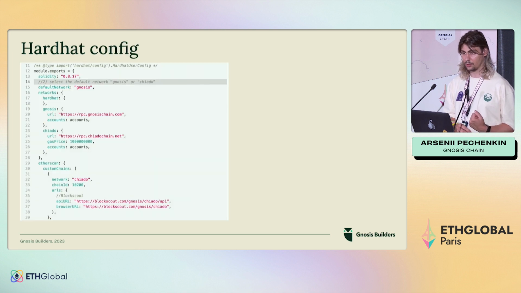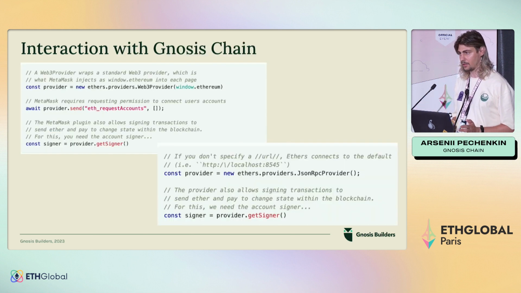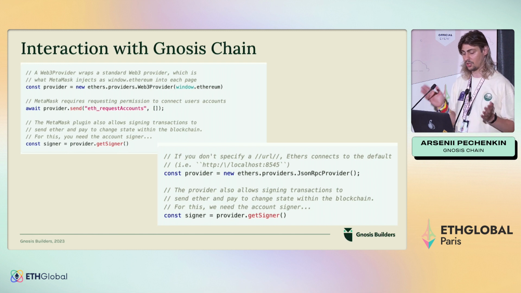If you already have experience with another EVM chain, you just add this configuration to your Hardhat config and it starts working. Nothing special. The same with interaction from smart contracts. You can just work with our chain like with Ethereum or Polygon and other chains.